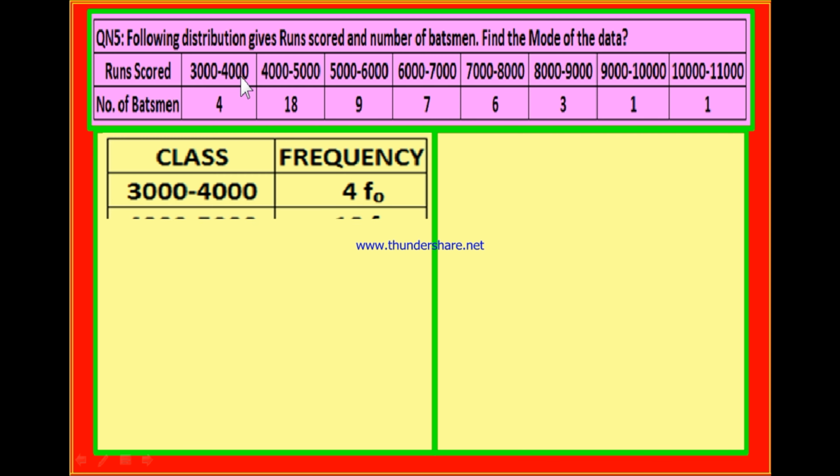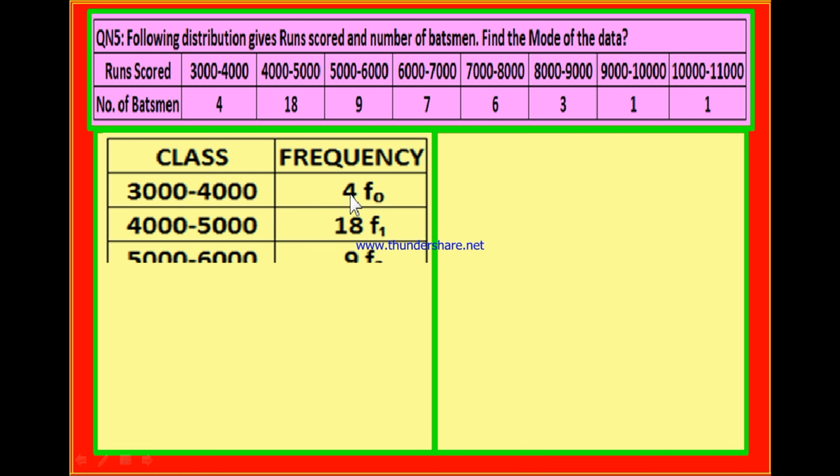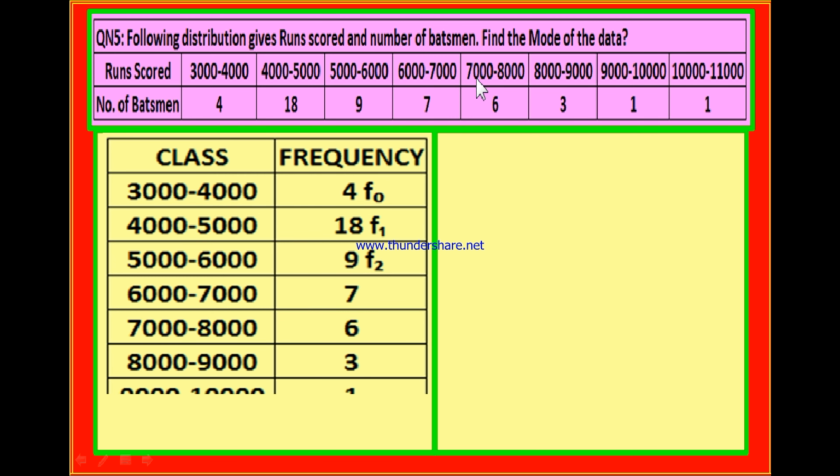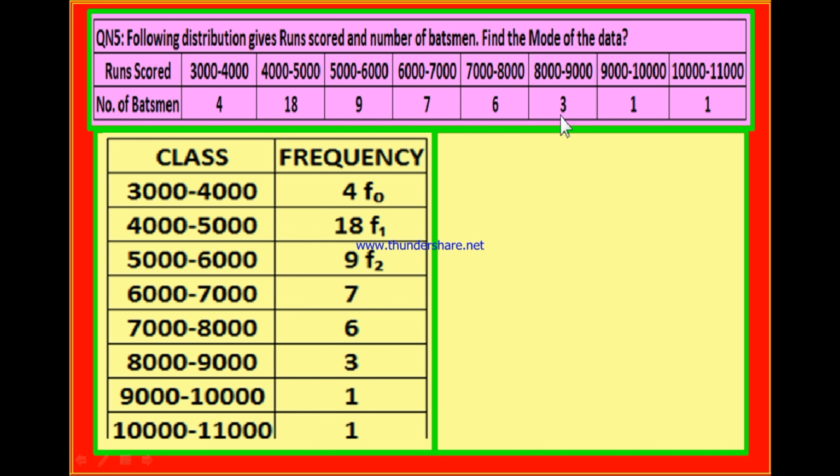The first class 3000 to 4000, the frequency is 4. And in between 4000 to 5000, the frequency is 18. Between 5000 to 6000, the frequency is 9. From 6000 to 7000, the frequency is 7. 7000 to 8000, frequency is 6. 8000 to 9000, frequency is 3. 9000 to 10000, the frequency is 1. And in between 10,000 to 11,000, the frequency is also 1.